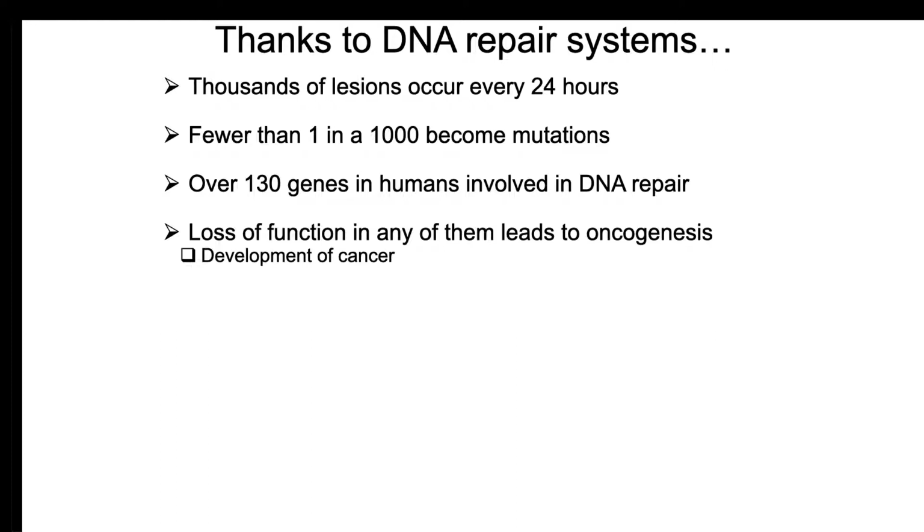This is important, right? You don't want changes occurring too often within DNA, and so there are all sorts of repair systems. In fact, about 130 genes in humans have evolved to repair DNA. Mutations that knock out or disrupt any of these genes are going to cause problems for cells to repair their DNA, which means more mutations are going to arise, which means those cells are going to be more likely to develop cancer. So these repair systems are really important.